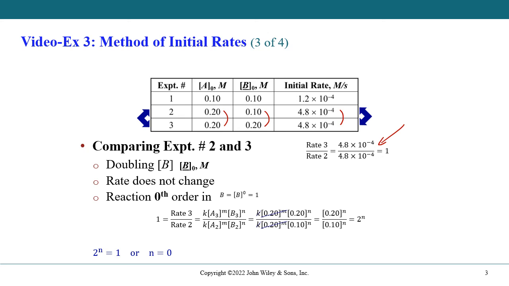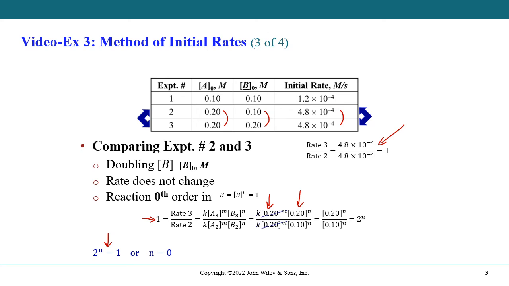Okay, and how do I get that? Well, here is the rate. Okay, the rate is 1, and if I compare the rate expressions with one another, I can see that I end up with, this is for B, this is for A, and I end up with 0.2 to the power N over 0.1 to the power N. 2 to the power N is equal to 1 over here, and therefore N is equal to 0.